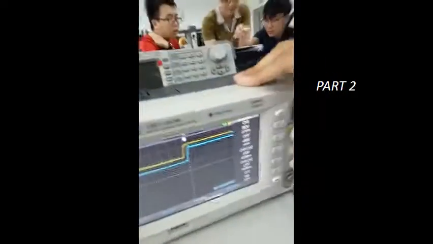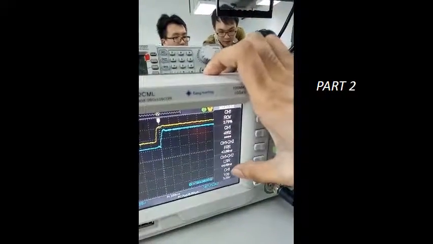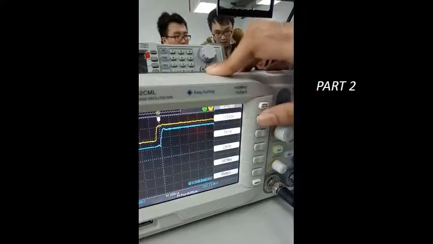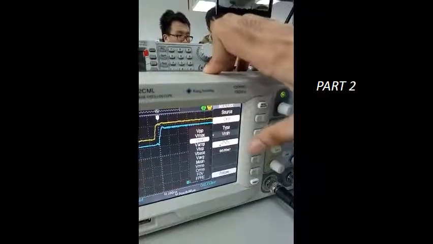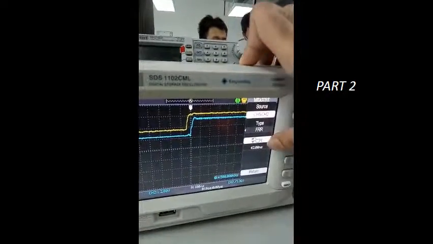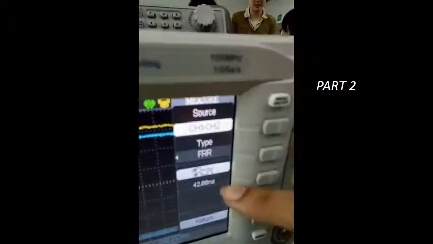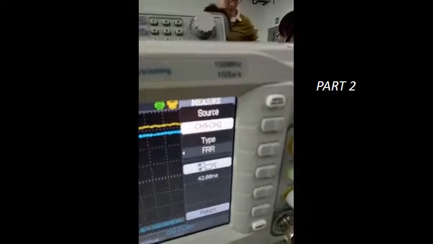Lab 1, we are group 35, and we have to measure the TPLH, TPHL, VOH, and VOL. As you can see, using the oscilloscope, we have figured out that the VOH is 3.28, while the VOL is 80 millivolts. And while we try to find the delay, you can see that TPLH is 42 nanoseconds as shown here from the oscilloscope. So that concludes our part 2 of lab 1.